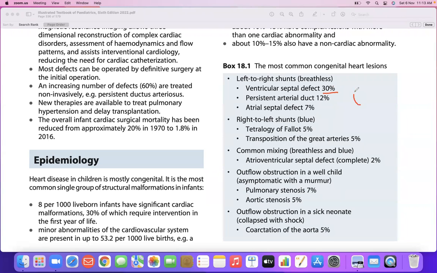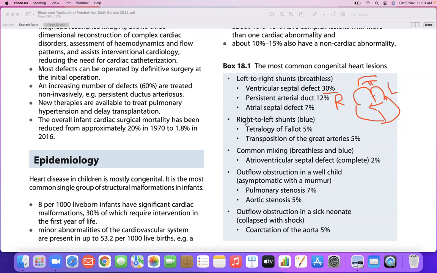So if this is the heart, let's draw here, this is left and this is right. In left to right you will have left to right shunting. The most common is the VSD, then the patent ductus arteriosus, then the atrial septal defect. In the atrial septal defect the shunt will be here, but in the patent ductus arteriosus we know there will be a connection between the aorta and the pulmonary artery.